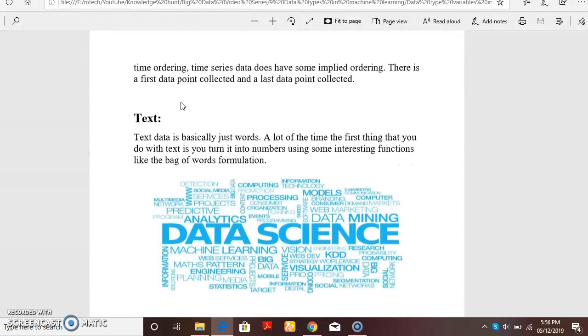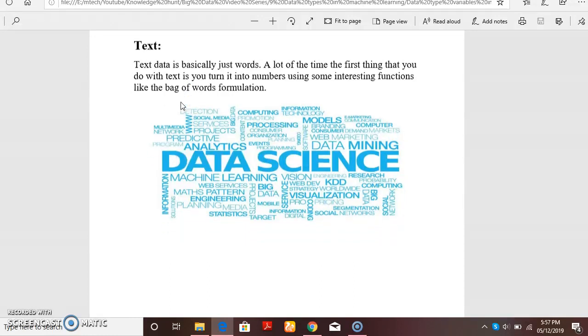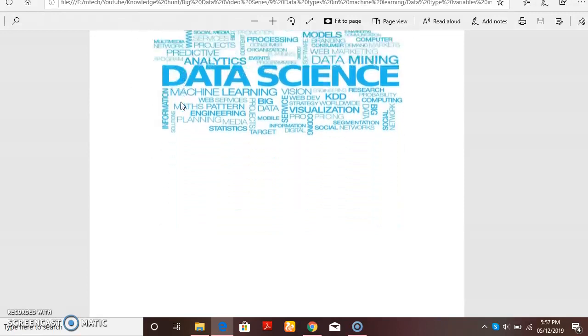Okay, and the final is the text data. So we know text is basically a combination of words or a collection of words. A lot of the time the first thing that you do with text is turn it into numbers by using some interesting functions such as bag of words or different word vectorization features. So text is the basic data type.